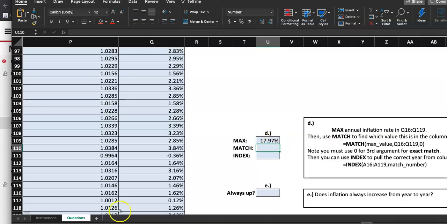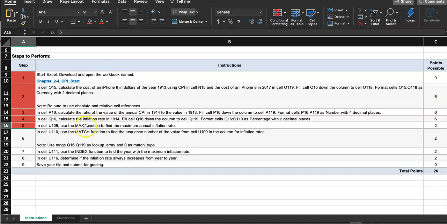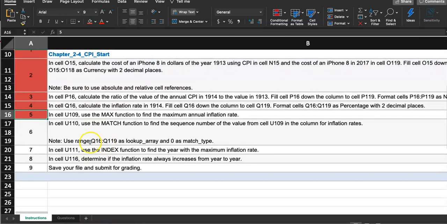All right, so next thing, we're done with that step, but I have a very reasonable question that I want to answer. In cell U110, they want you to use the match function to find the sequence number of the value from cell U109 in the column for inflation rate. So basically what we're trying to do is find what year it happened. So use the match function. This is the first time we're using the match function. And there's a note here that I'm going to read. Use range Q16 and Q119 as lookup array and 0 as match type.